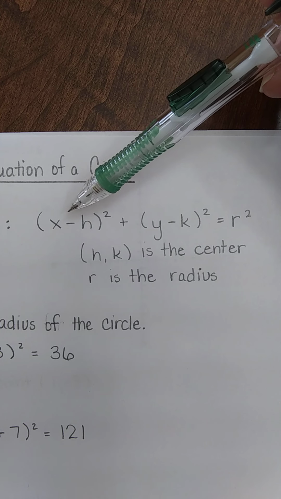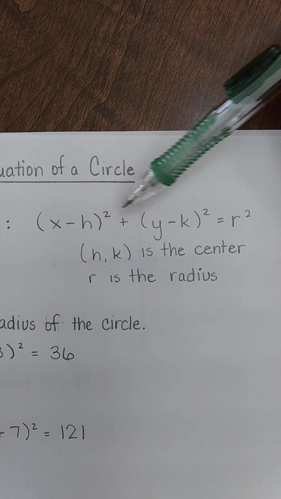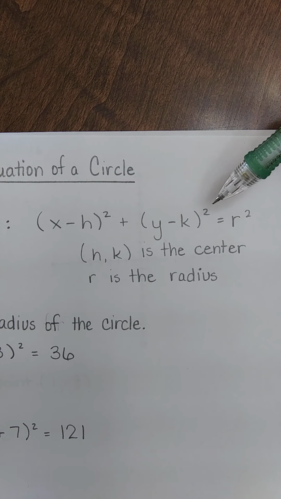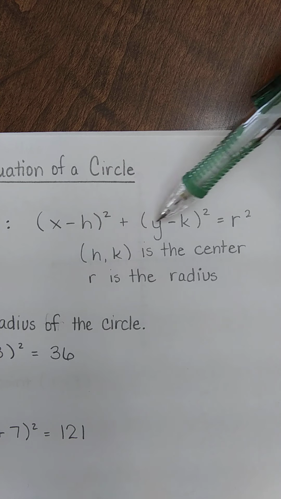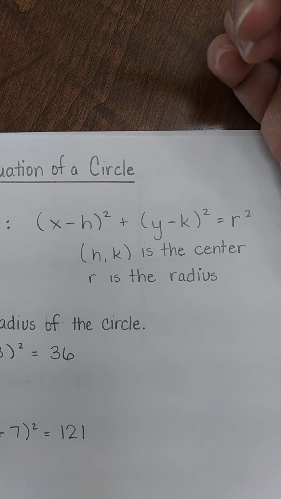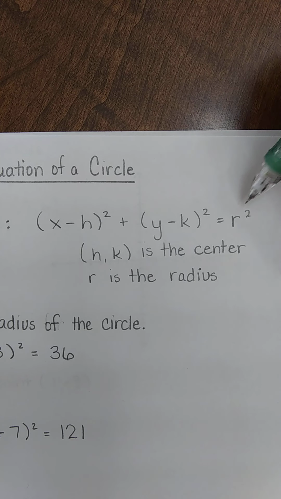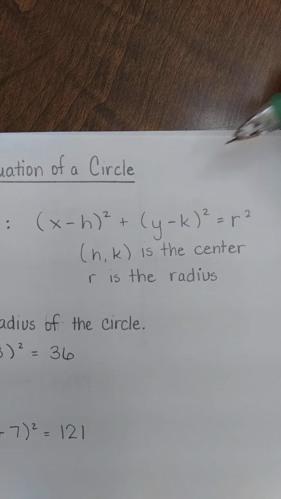So here we have (x minus h) squared plus (y minus k) squared equals the radius squared. This just comes from leg squared plus leg squared equals hypotenuse squared, because these would be made into right triangles. That's why the radius squared would end up being our hypotenuse squared, and then these would be the lengths of the two legs.